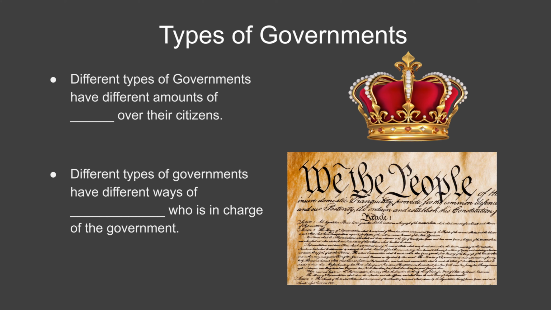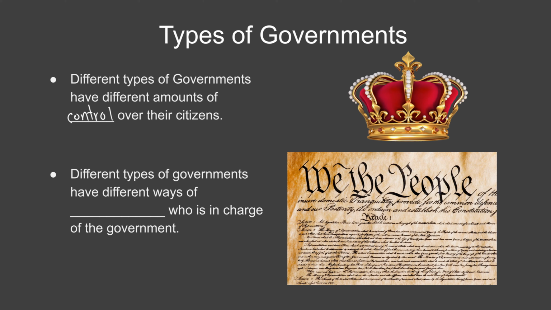And here on this slide, we're going to be looking at what are the factors that determine one type of government from another. So different types of governments have different amounts of control over their citizens. Some governments have complete control over their citizens. Some governments have very minimal control over their citizens.